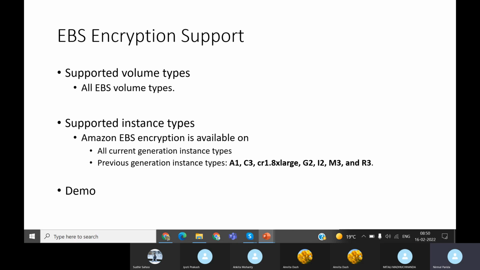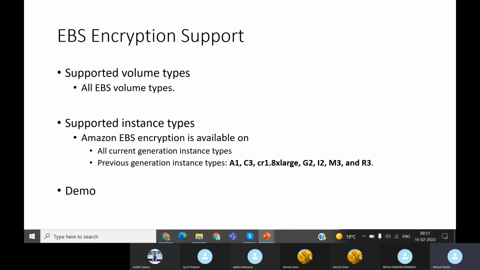EBS encryption support. The supported volume types: all types of volume are supported. See, all the volume types that we discussed, like your SSD, your HDD, your magnetic disk, all are supported. And supported instance types. Another question: my EBS volume is encrypted and all volume types are supported, but is my instance going to support the encryption, because the instance will do the encryption? So the instance has the capability to do that. Amazon EBS encryption is available on all current generation instance types.